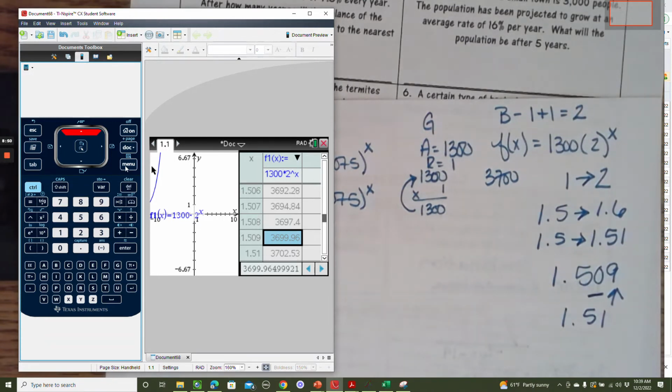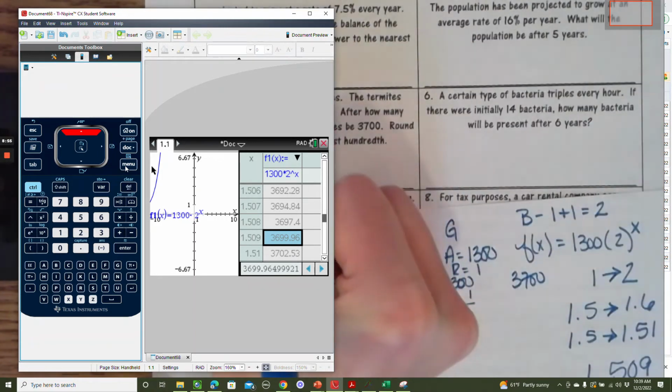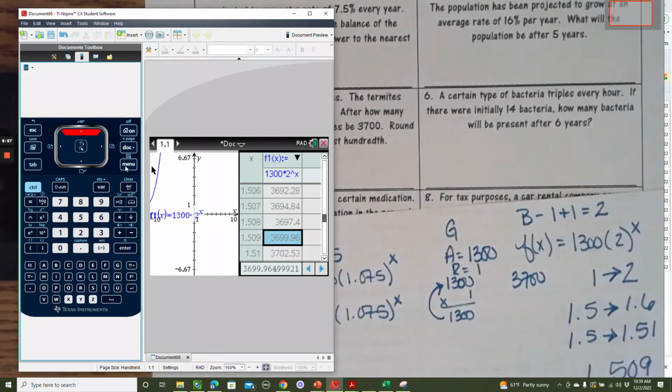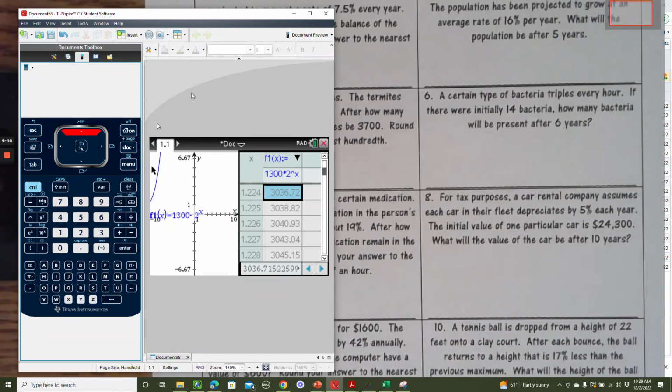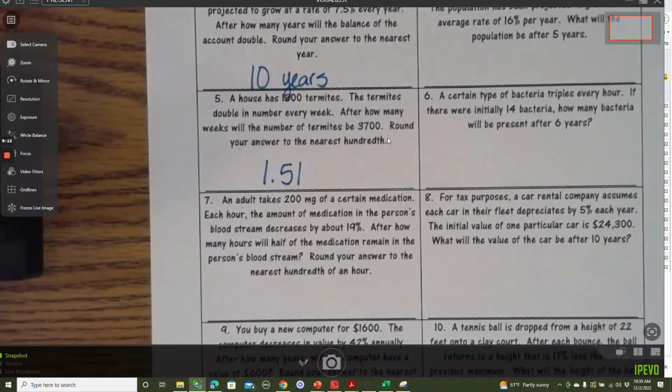Ew, I got something completely different, but that is right. 1.51. I got 1.2 somehow. I don't think I was paying attention. I'm just curious, I want to look before I clear this. Yeah, it's not that. Okay, hang on. Ugh. All right, 1.51.